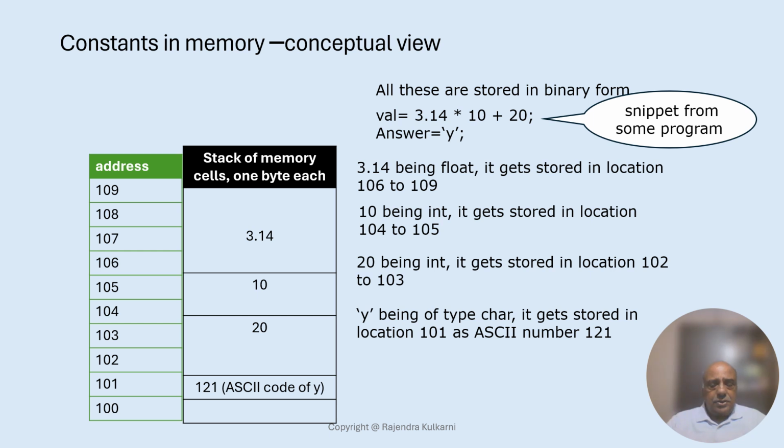All the constants, all the values are stored in the binary form. But what about val? Val is a variable. Where and how it gets stored, we will see in the next few slides, when we will be discussing variables in C.